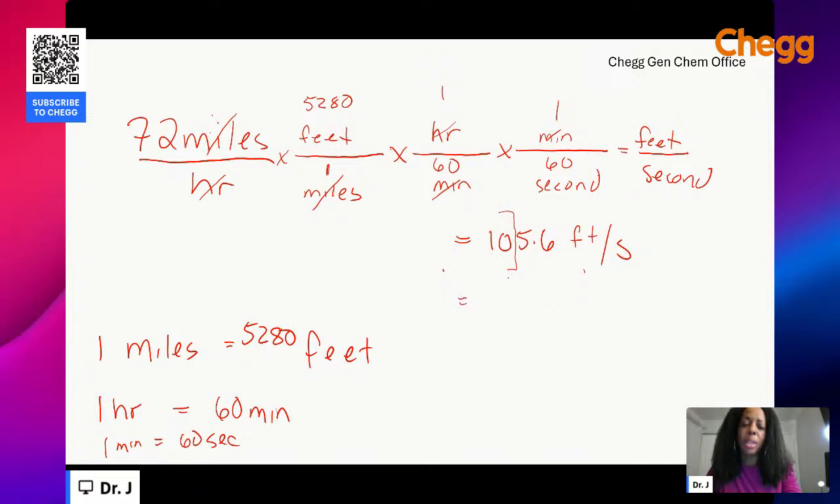And I would probably write this in scientific notation. So rounding up, that would give us 1.1 times 10 to the 2 feet per second. If we were given it as 72.0, then that would allow us to have 3 sig figs. But because we started with only 2 sig figs, we technically should be showing 2 sig figs at the end.